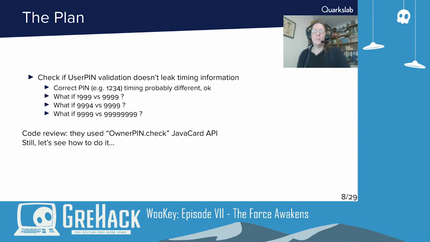So for example, here, if it's a pin 1, 2, 3, 4, you measure the timing for 9999 and the timing for 19999. And maybe the timing of that one will be slightly longer than this one if, for example, the card is stupidly checking the digits one by one. Maybe it's reverse, so it's good to test also the end. And maybe the problem is on the length of the pin. So when you try the pin of correct length, you will get a different result than when the length is incorrect.